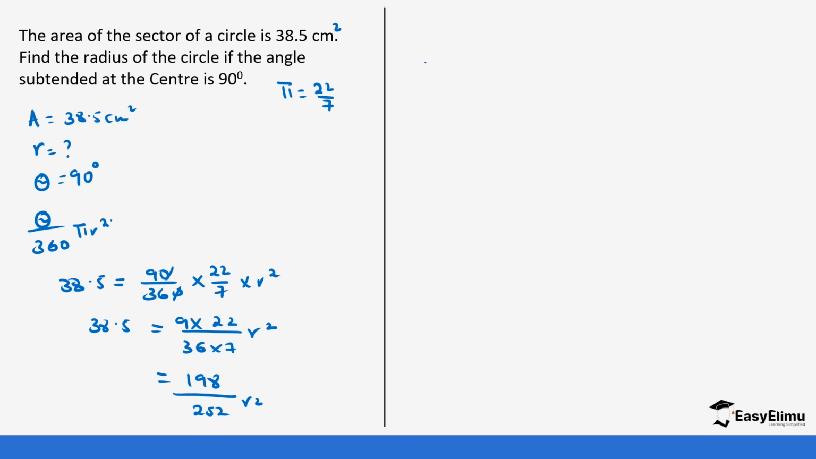So this is going to be 38.5 is equal to 198 over 252 r squared. We multiply by the reciprocal, which is 252 over 198 on both sides. So this and this will cancel, and this will cancel.